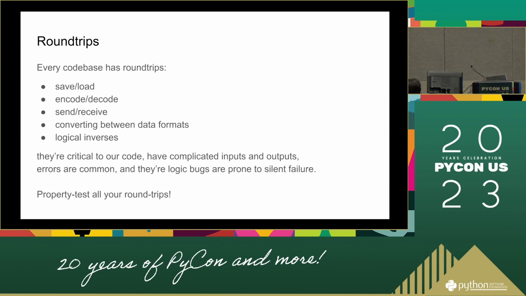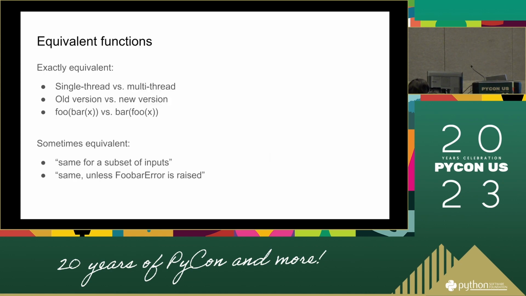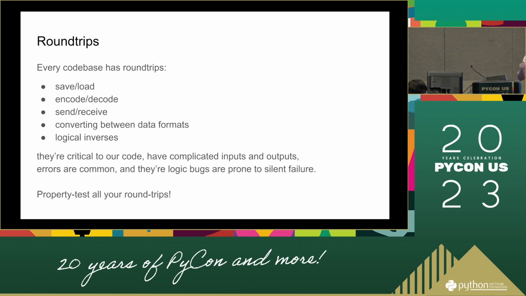For round trips, we saw those with the gzip example and with JSON. If you have save and load, encode or decode, send or receive, if you ever convert between data formats or do logically inverse things, these tend to be present in almost every code base, and they also tend to be really important, right? If it turns out that saving something to the database and then bringing it back gives you a different object, that is a really important bug to find out about, even if it's a rare edge case. So the fact that they're critical to our code, they also tend to be logically complicated enough, and those logic bugs tend to be silent failures. Instead of a crash, you'll just get a silent wrong result. And that, I think, makes it particularly ripe for property-based testing. So if you take one thing away from this tutorial, use Hypothesis on all of your round-trip functions. That's probably the highest priority thing.